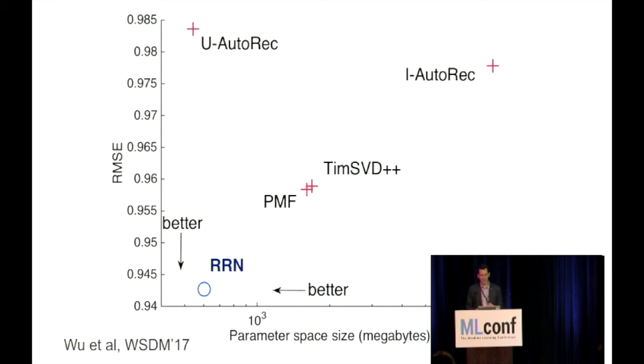Well, that's it. We compare to all the other models that presumably take time into account, like PMF, timeSVD, and all those models have much bigger parameter spaces, and they work worse. So that's reasonably good validation that we're onto something useful here.